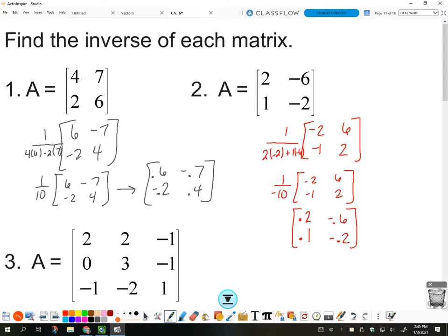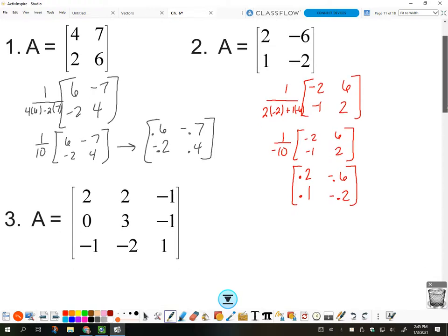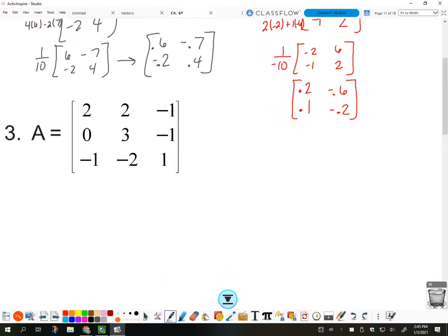Alright, for a 2 by 2, I'd like for you to do those by hand. For a 3 by 3, we're going to use the calculator. Anything bigger than a 2 by 2, you're going to use a calculator. If I didn't say this earlier, you can only do an inverse of a square matrix. So the formula is for a 2 by 2; anything else, you're going to use your calculator.